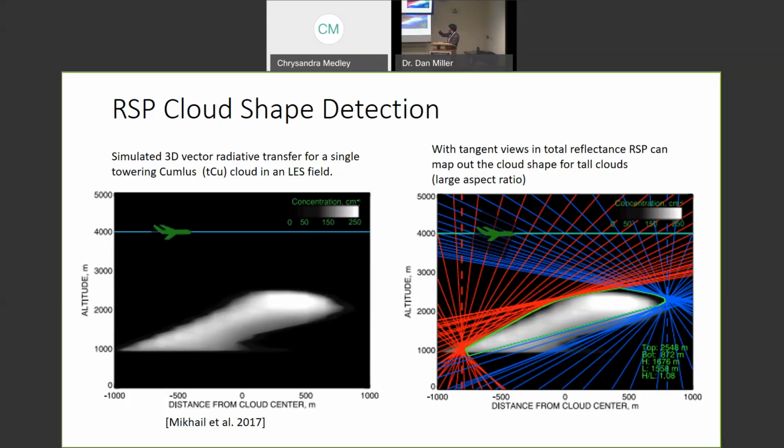He had made this algorithm earlier that used the tangent views that RSP gets. So all the views of the cloud where you see a cloud edge. And if you think about a cloud as a 3D feature, all those tangent views tell you about the boundaries of the cloud at different angles. And if you draw all those tangent lines, it's a bounding box for where the cloud is. You can think about this as kind of a 3D or vertical cloud fraction. So that provides you some information about where the cloud is.